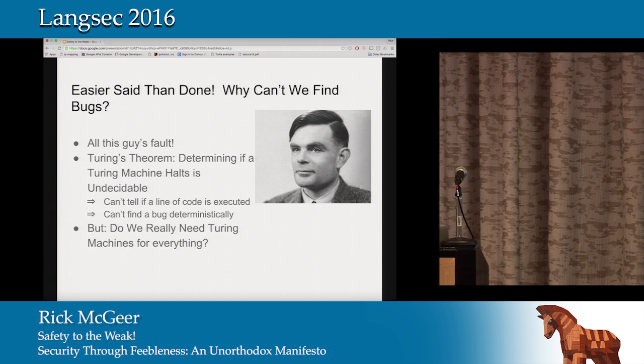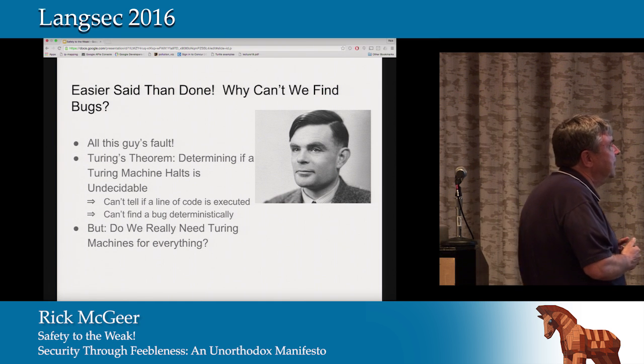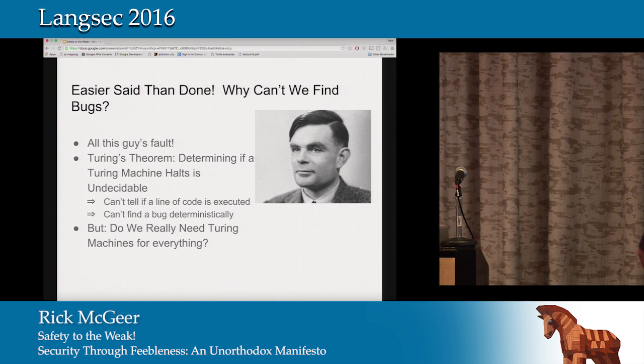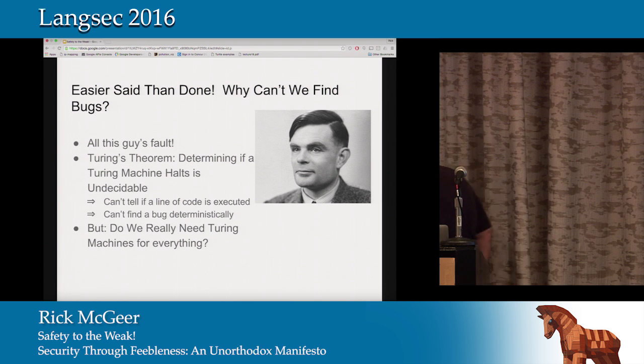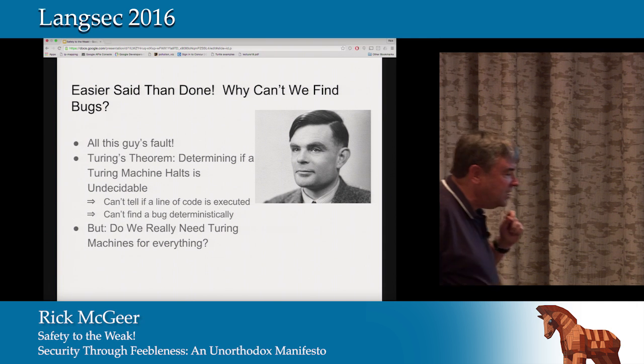And the reason that we have trouble is, well, it's all this guy's fault. There was a movie about him recently. And of course, we all know, we've talked earlier in the day about the Turing incompleteness theorem. You cannot determine if a Turing machine halts, which is to say, given a Turing machine, you can't find out if it has a bug. And not only can you not, in theory, find out, but almost all Turing machines will have halting be undecidable. As was correctly pointed out, we write only a tiny fraction of Turing machines.